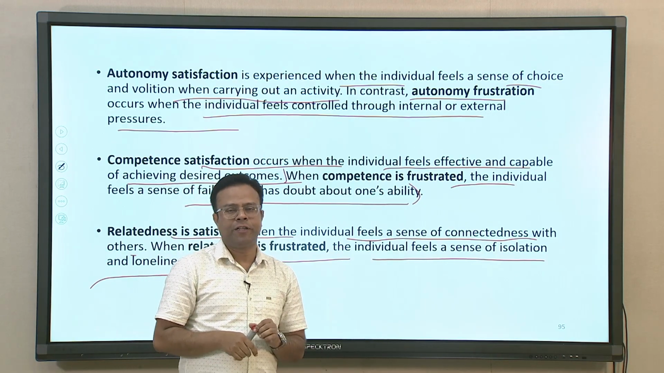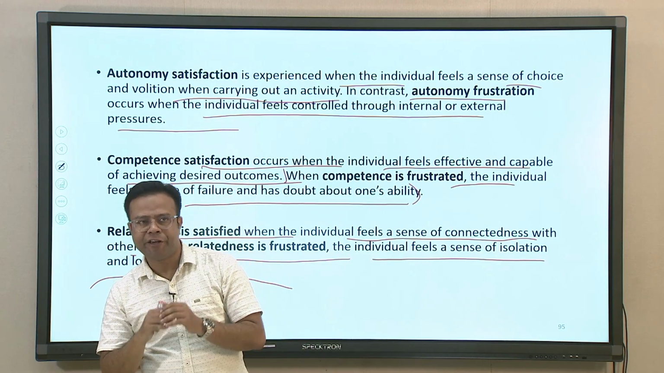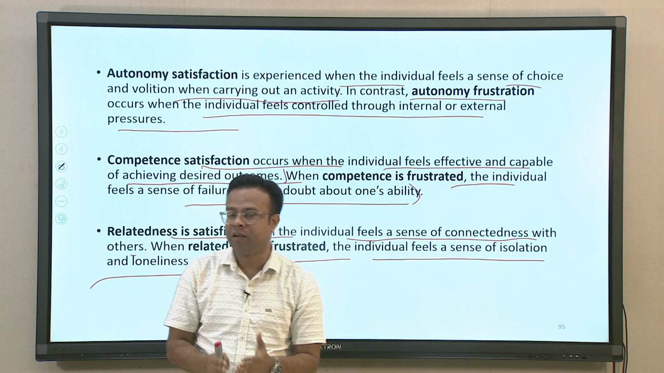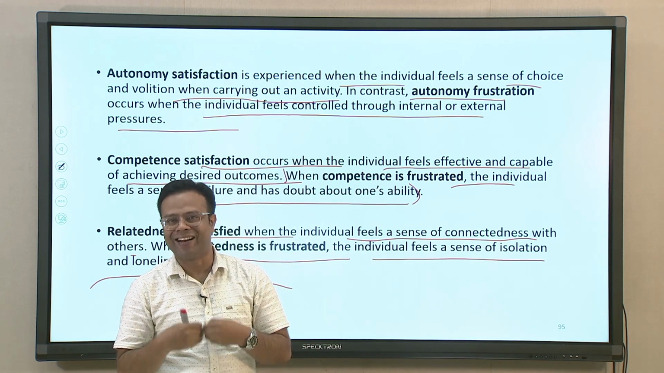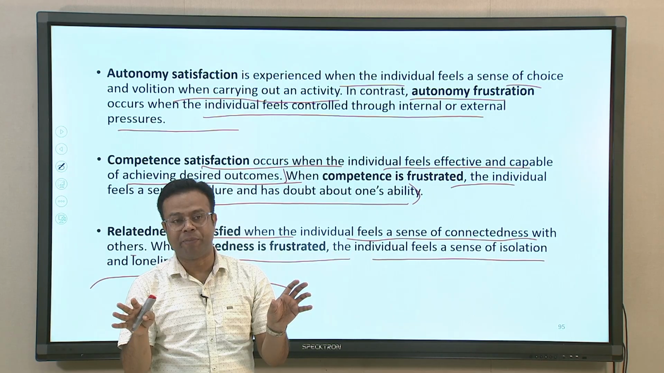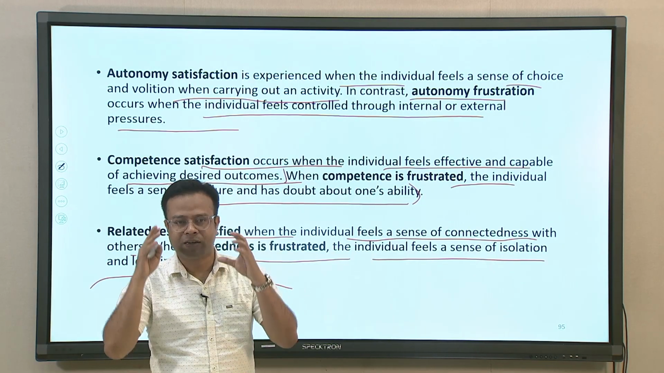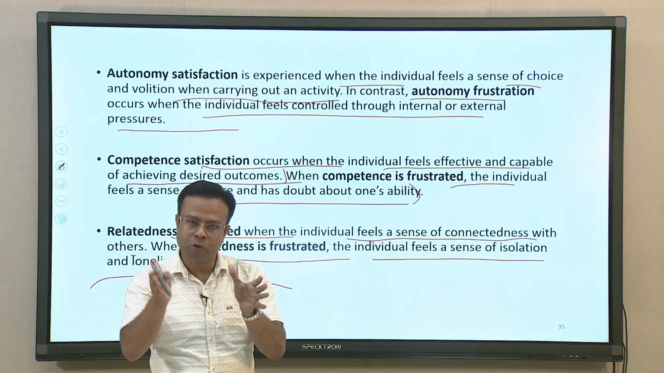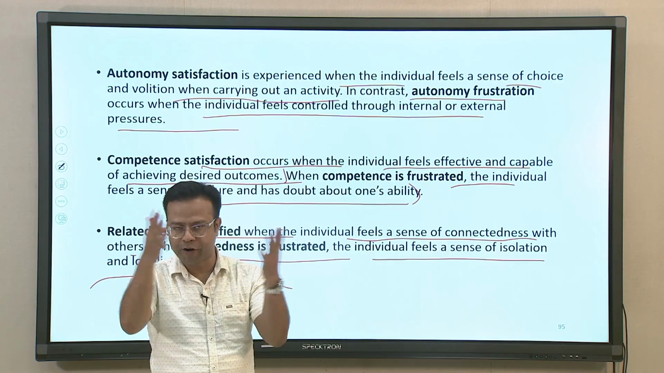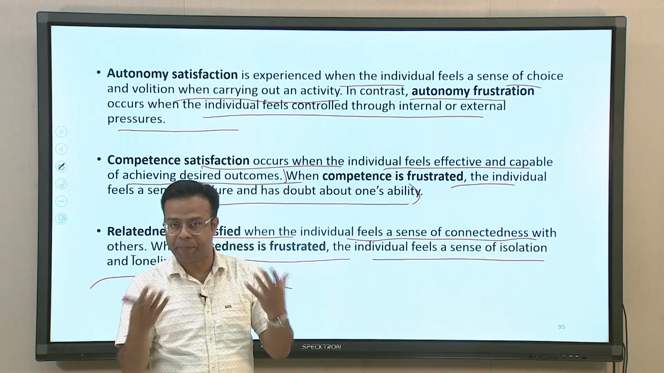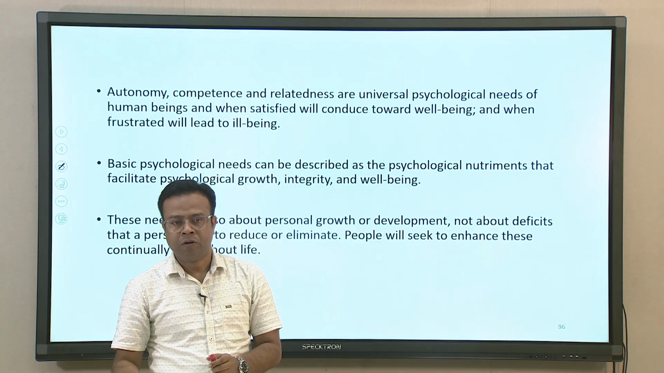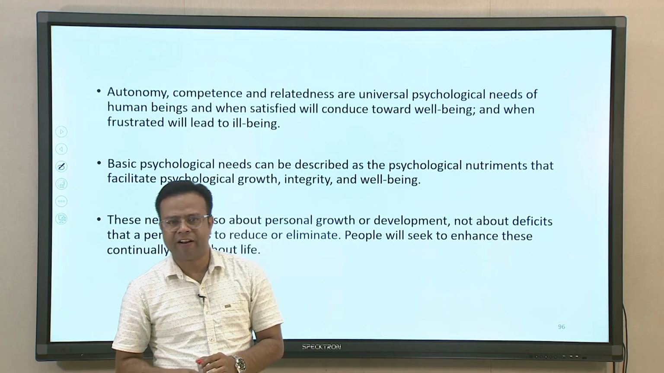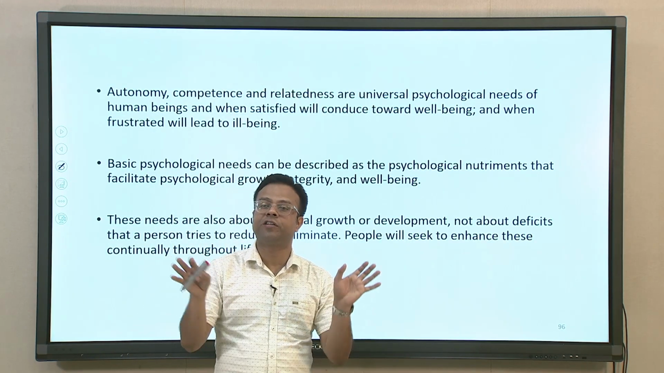According to this theory, these are basic psychological needs. Every human being wants autonomy, competence, and relatedness. That is why they are called basic psychological needs: everybody wants them, and the more they are fulfilled in different contexts of life, the happier we feel and the more well-being we experience. So autonomy, competence and relatedness are, according to this theory, universal psychological needs.